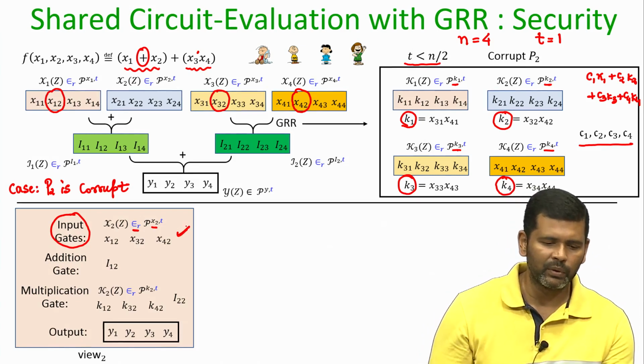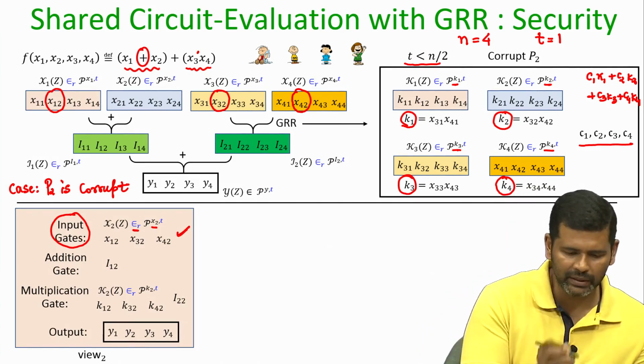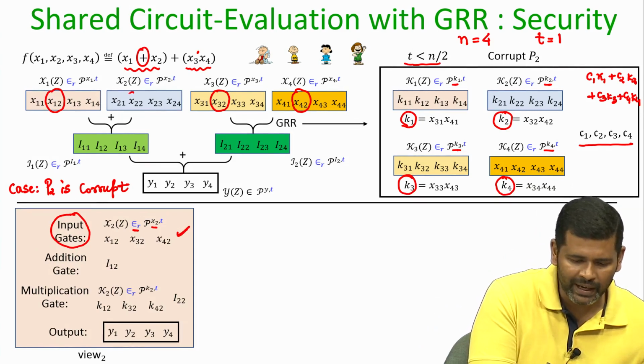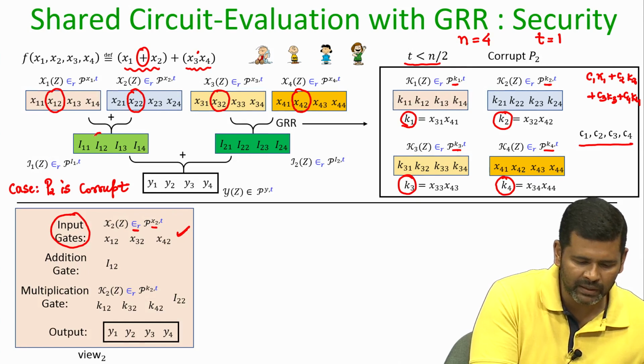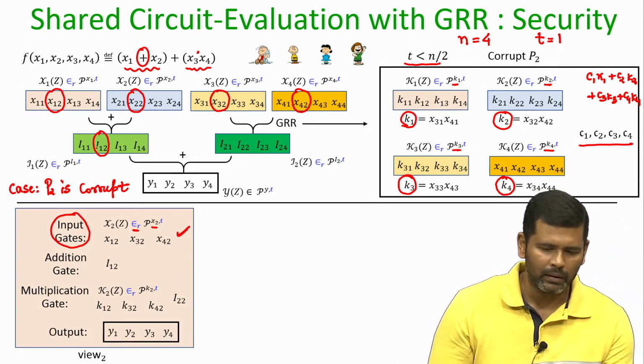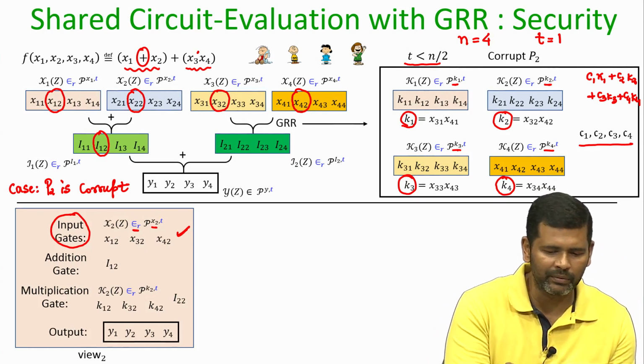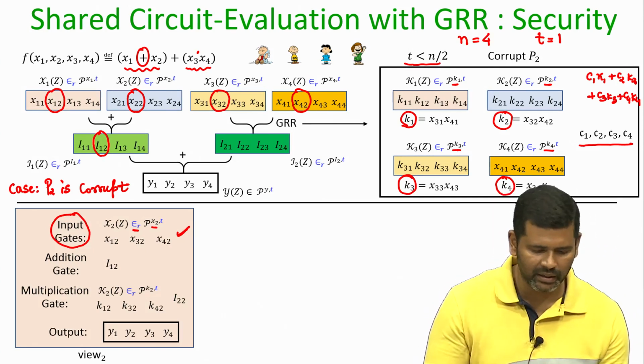Now, what will be the view of P2 with respect to the addition gate? Well, P2 itself would have added x12, x22 and would have obtained this share I12. That is what I have written down here. Now, let us see what is the view of P2 with respect to the GRR degree reduction.